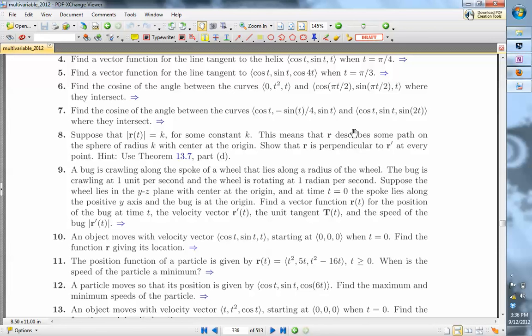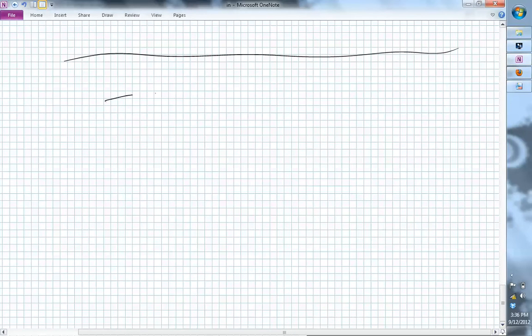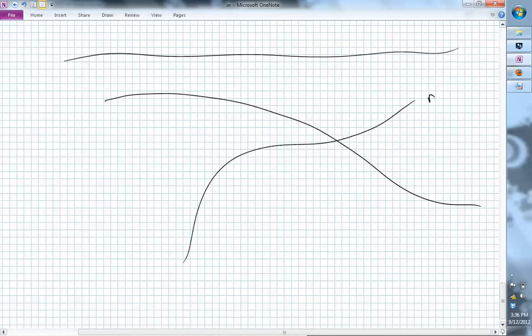Let me draw a picture for you. Has everybody finished reading? Two curves. Here's a point of intersection. You got a plan yet? I want the angle where they intersect. Go ahead. You could find vectors at the intersection of the two curves.